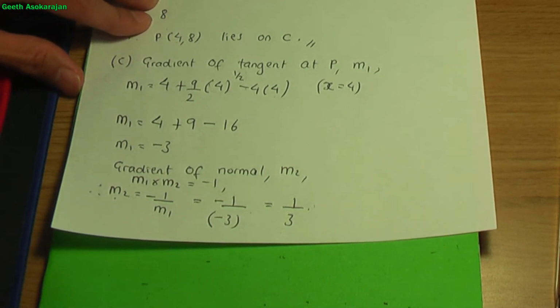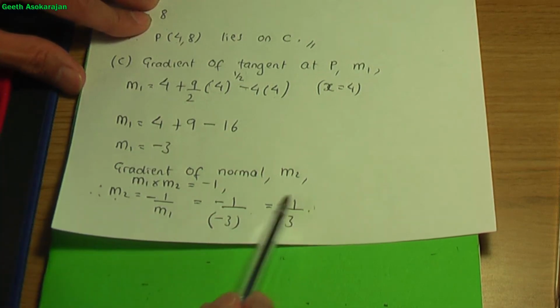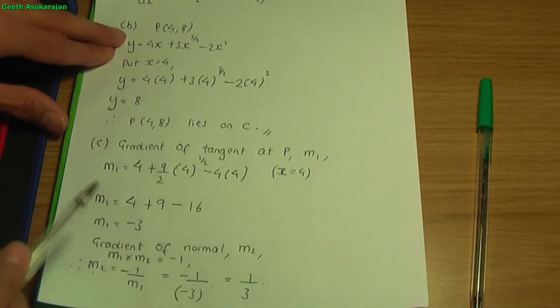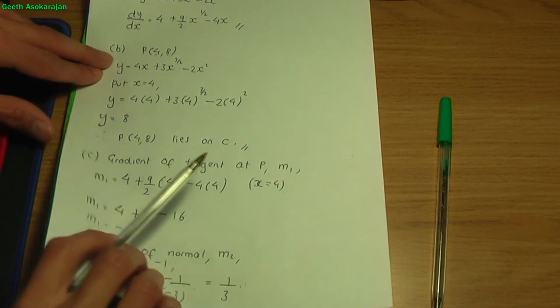So going back to the screenshot, we need the equation of the normal. Since the normal is a straight line, let's use the equation of the line formula. Since the normal passes through the point 4, 8, so the normal and tangent generally pass through the same point, and we have the gradient of the normal. So back to the paper and pen, the gradient is 1 over 3, and the normal passes through the same point as the tangent, so 4 and 8. So let's use the equation of the line formula.